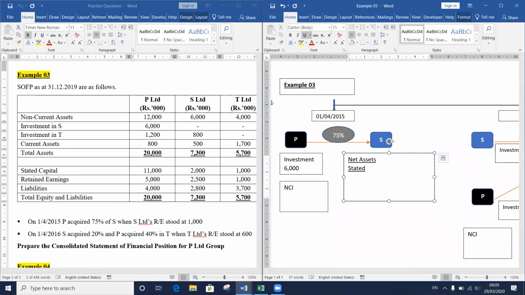One is stated capital, and the other one is retained earnings. Right.